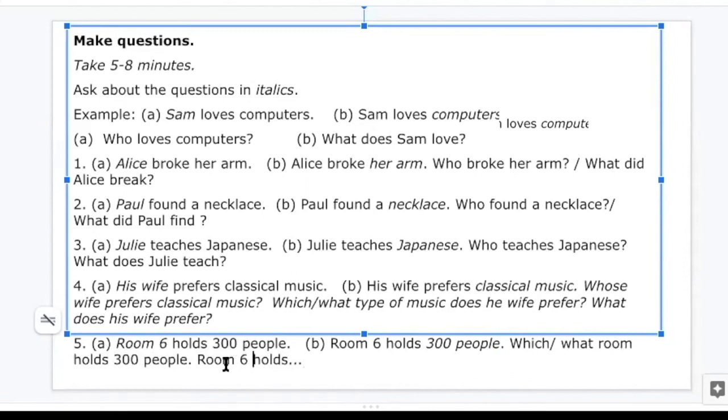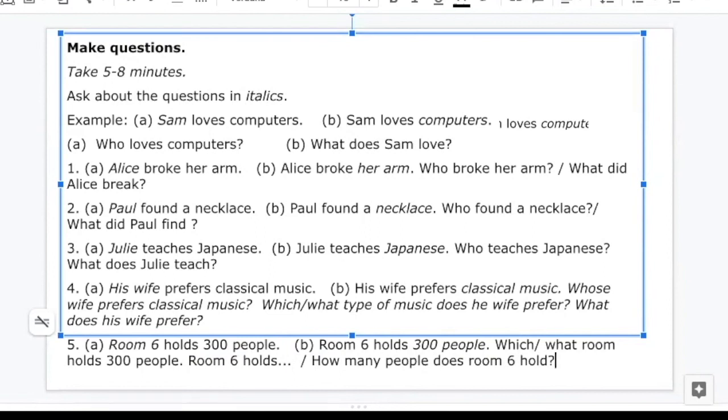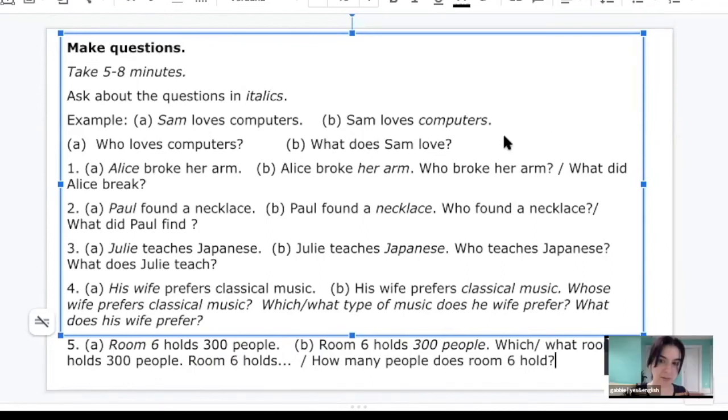So we know that room six is the subject here. What you all were answering actually was the second one, B. Room six holds 300 people, what would be the question here? How many people does room six hold? Perfect. Very, very good. Excellent. All right. Before we move on, do you understand the difference between an object and a subject question? Yes. Great.